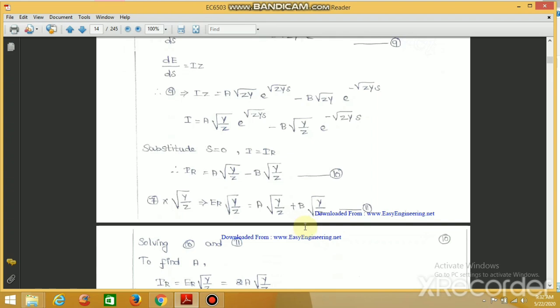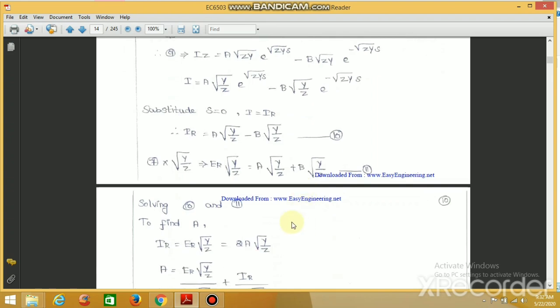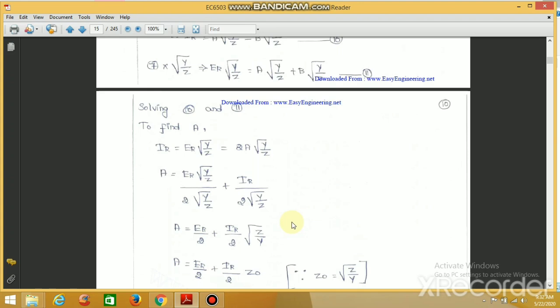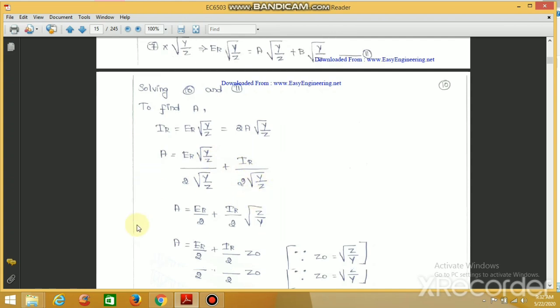When we solve the equations 10 and 11, we can find out the answer for a and b, such that IR plus ER into root of y by z can be written as 2a into root of y by z. So you'll be getting a is equal to ER root of y by z by 2 into root of y by z plus IR divided by 2 into root of y by z. So when you calculate, a is equal to ER by 2 plus IR by 2 into root of z by y, by simplifying the above equation.